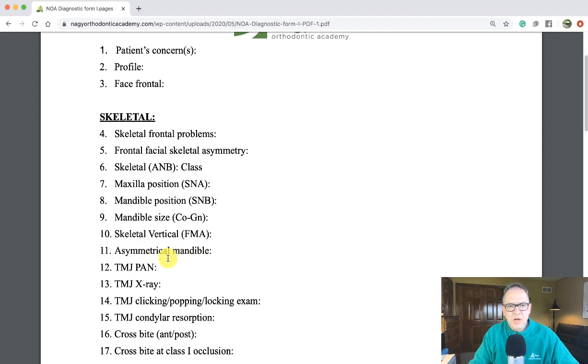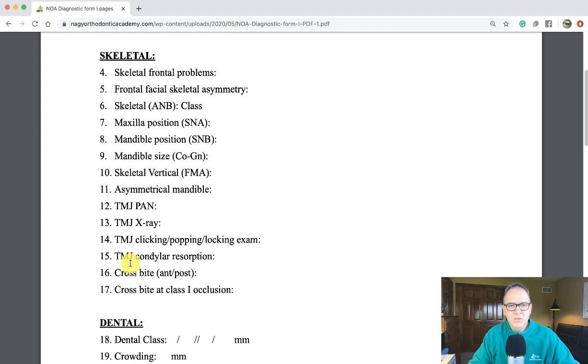Asymmetrical mandible, so obviously it is what it is. For example, if the chin is to the right, sometimes it's because the mandible is asymmetrical and it's off to one side. Then we're going to come to the TMJ from a panorex. Do you see any abnormalities at the TMJ area on a panorex? We take TMJ x-rays as well. Here you're going to mark maybe contour resorption, or when a patient opens, the condyle doesn't slide down the eminence evenly, so it's off.